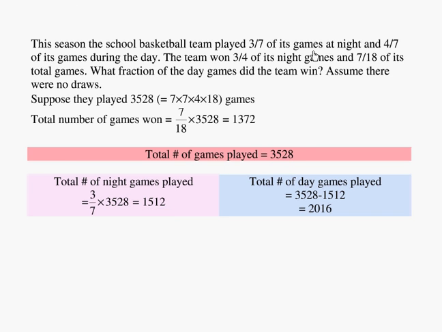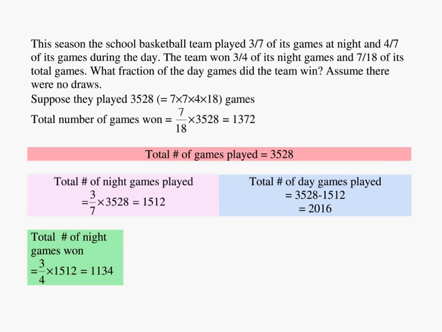Now what I'm going to do is I need to know how many of the night games they won and how many of the day games they won. Well, I do know one thing. I do know that they won 3/4 of the night games. So let's use that. So if they won 3/4 of 1,512, they must have won 1,134 games during the night.